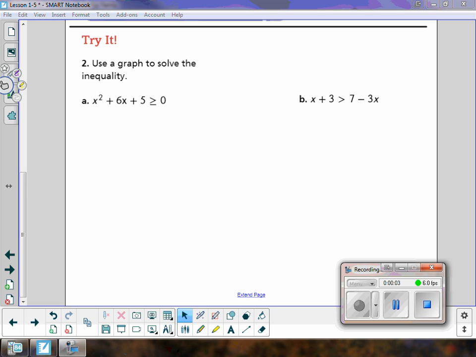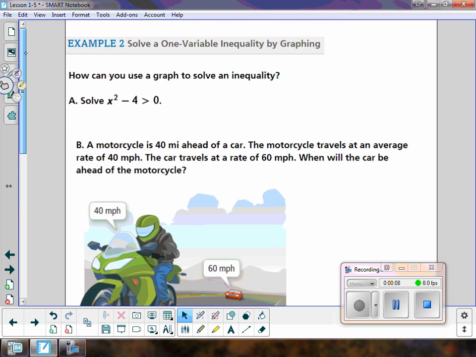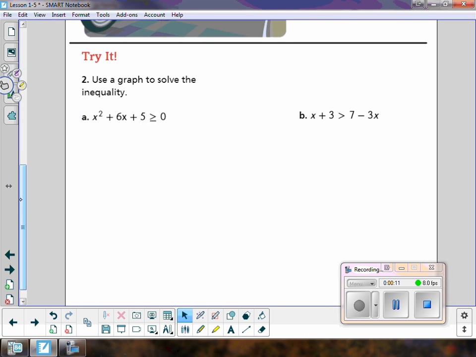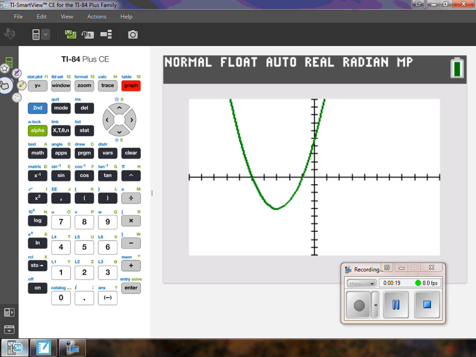Earlier in class today, we did lesson 1-5 and try it for example 2. What we did was we graphed the parabola x squared plus 6x plus 5, and we were looking for when that graph was greater than or equal to 0. Looking at the graph here, you can see that it occurs to the right of -1, or it also occurs to the left of -5. So these were the two intervals where we had good solutions, where the graph was above the x-axis or positive.